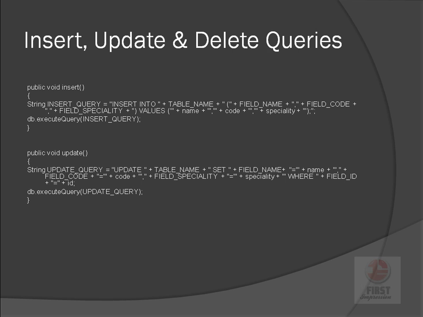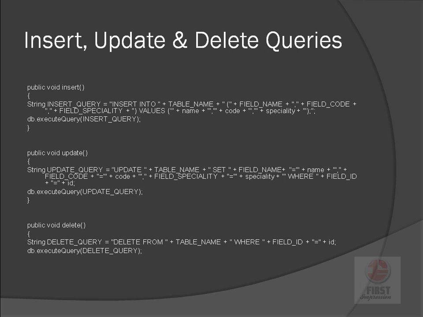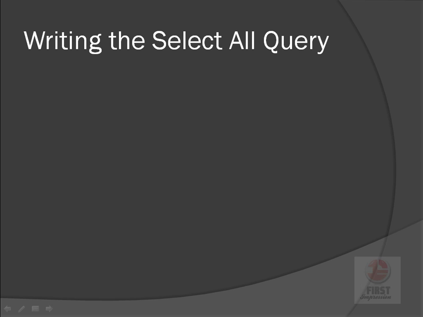Then we have the delete query. It's very easy. We'll have delete from table name where field ID equals to ID. Then we'll execute all the queries. Okay. So whenever we call insert, the insert will be called, then update and delete. The three queries will be called and you will be able to get the output.